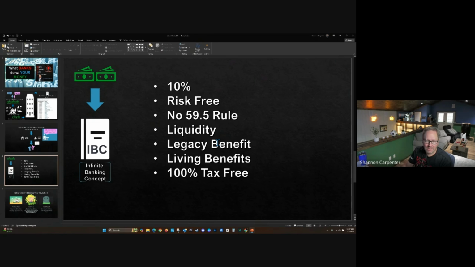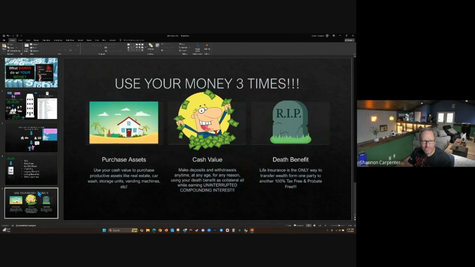Legacy benefit, we talked about that, right? You leave a legacy benefit behind when you die. Living benefits, critical, chronic, terminal illness, cancer, heart attack, stroke, all built in. And then it's 100% tax-free. We talked about the 3 tax laws. So if you use infinite banking, you're basically recycling money. You're putting money into an insurance policy. You're depositing money into a bank account, right?